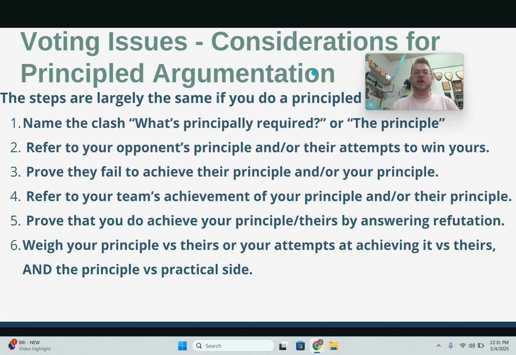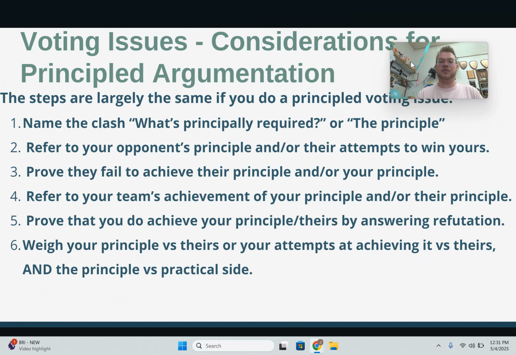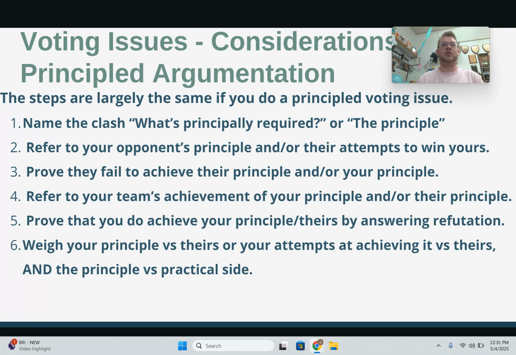So what should you think about when you are doing a voting issue on the principle level, or even if you're not doing principle practical, but just one of your voting issues happens to be about the principle part of the round? You need to name it something like what's principally required, or the principle, or is the motion just, or something like that. Refer to their principle if they have one, or their attempts to win your principle. Then prove that they didn't meet their principle and they didn't meet your principle. Then refer to your team's achievement of your principle or your team's achievement of their principle.